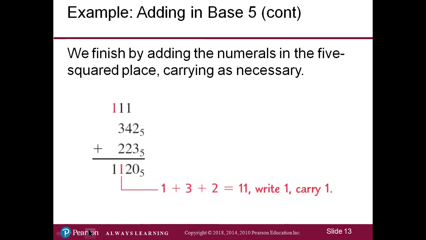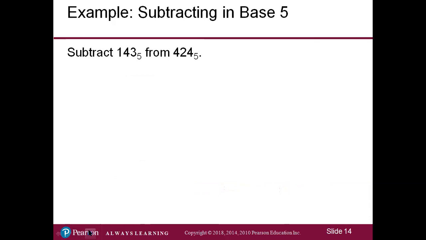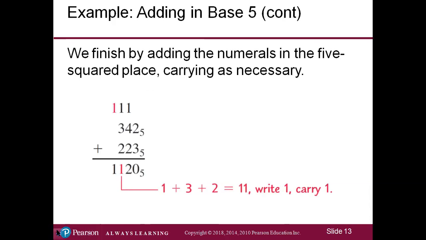We finish by adding the numerals in the 5 squared place, carrying as necessary. So we add the 1 plus the 3 plus the 2, which gives us 6. In base 5, that's 1 five and 1 unit for an 11. You bring down the 1, carry the 1, but then that carried 1 has nothing to add to, so it just comes all the way back down, giving us 1,120 base 5.